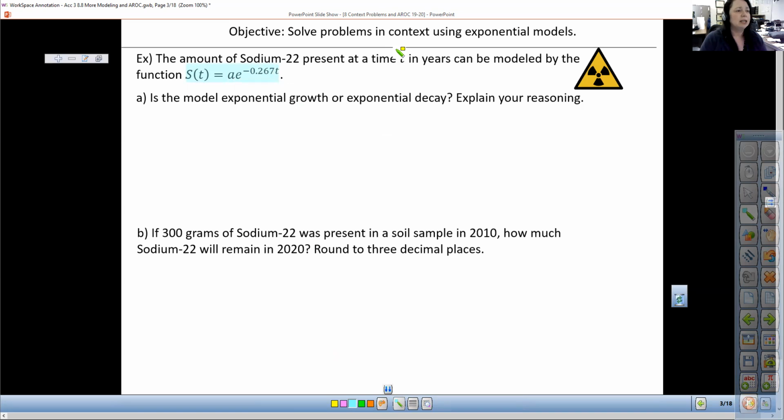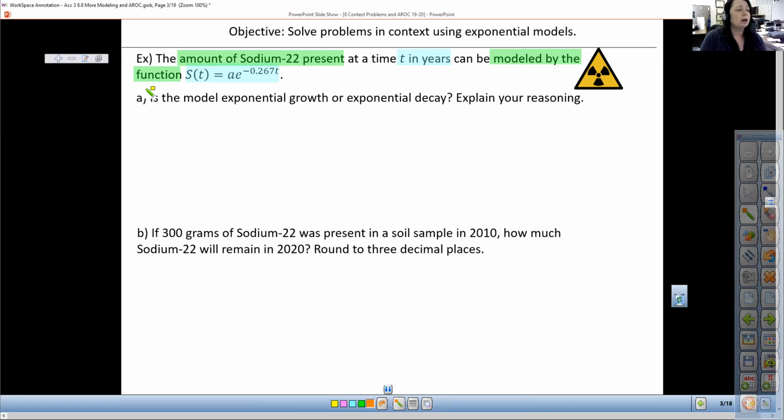And so we know t is in years, which of course is a time quantity. And remember that function is a word that represents the y quantity, which would be s of t. The amount of sodium-22 present is modeled by the function, so that is the quantity represented by s of t, or the y quantity. That's one of the things in a context problem we always want to pay attention to.